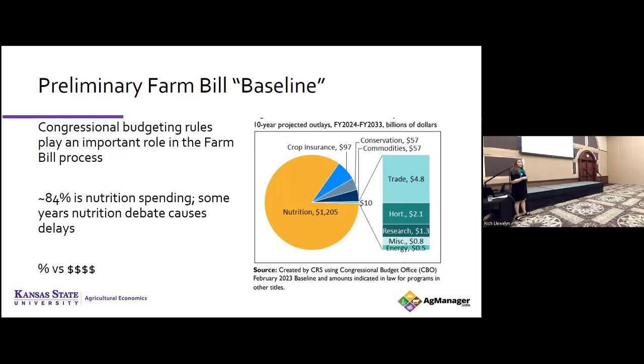Nutrition is about 84%. It was 76% the last time. So everything grew. We added dollars to nearly all major programs, but nutrition grew more. Nutrition spending more than doubled. Farm spending for the major farm programs went up about 22%.